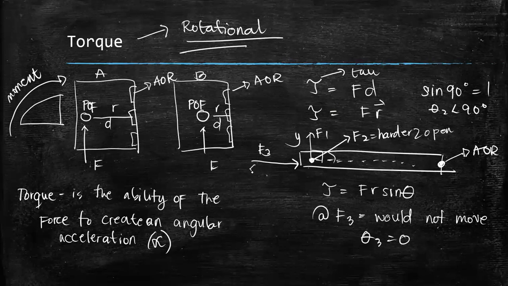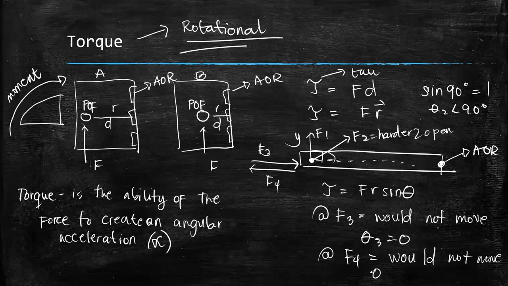Okay? Same as this one, F4. So, at F4 then, the door would not move because sine 180 is also equal to 0. Okay, so the door would not move. If it is not moving, it would not create an angular acceleration. Okay, so kasi ang goal natin para maka-calculate tayo ng torque is makapag-create yung force na in-apply natin ng angular acceleration.